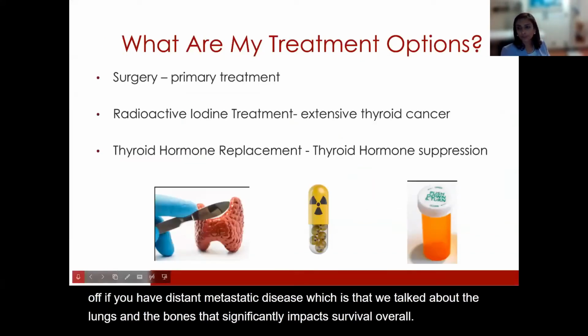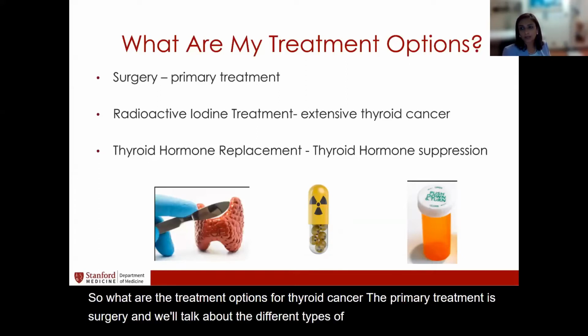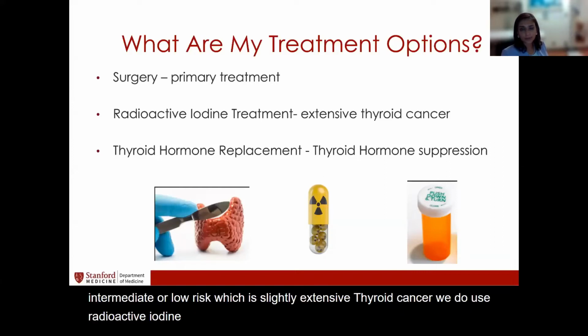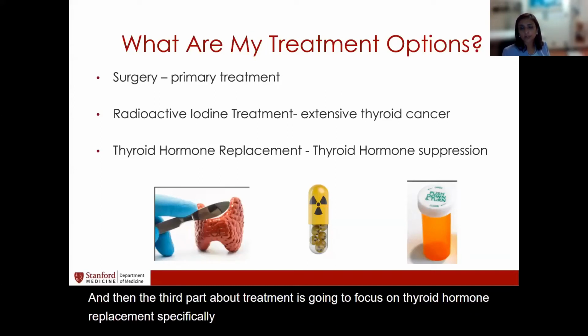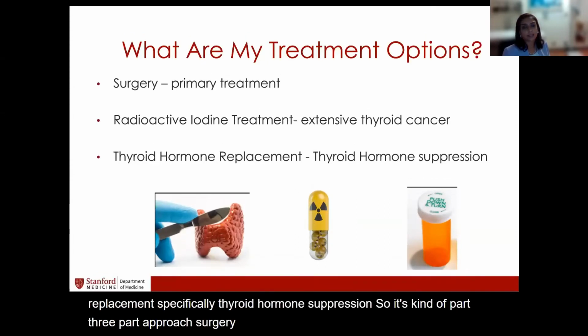So what are the treatment options for thyroid cancer? The primary treatment is surgery. We'll talk about the different types of surgery. If you are intermediate or low risk, which is slightly extensive thyroid cancer, we do use radioactive iodine treatment. And then the third part about treatment is going to focus on thyroid hormone replacement, specifically thyroid hormone suppression. So it's kind of a three-part approach: surgery, thyroid hormone replacement, and then if needed, radioactive iodine treatment.